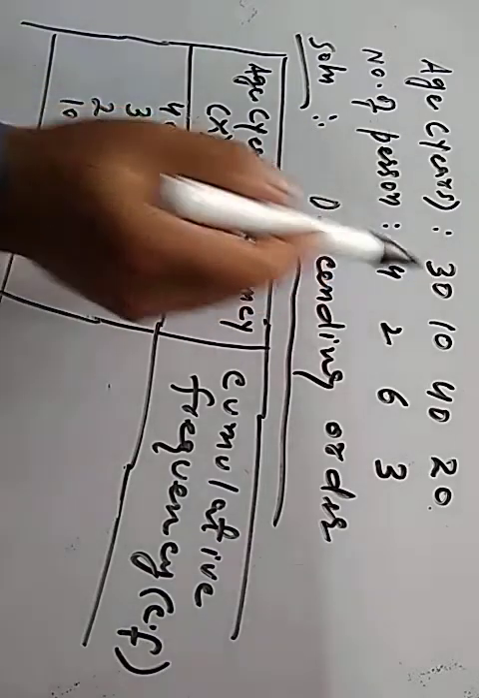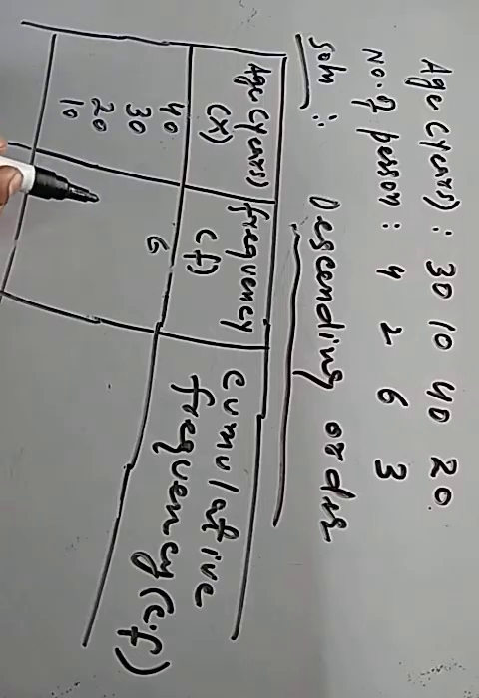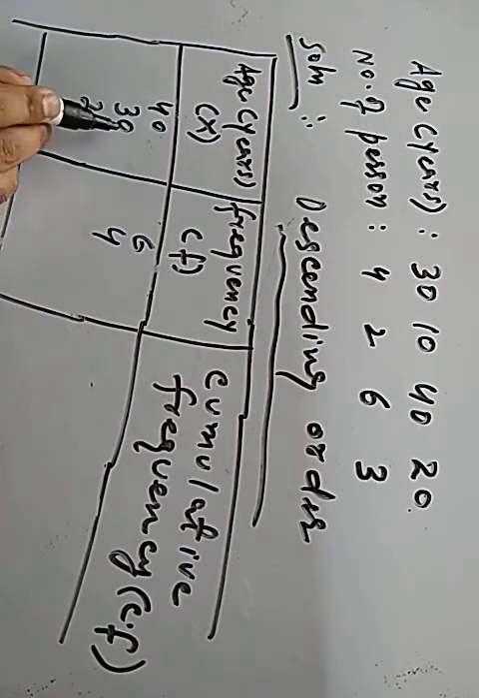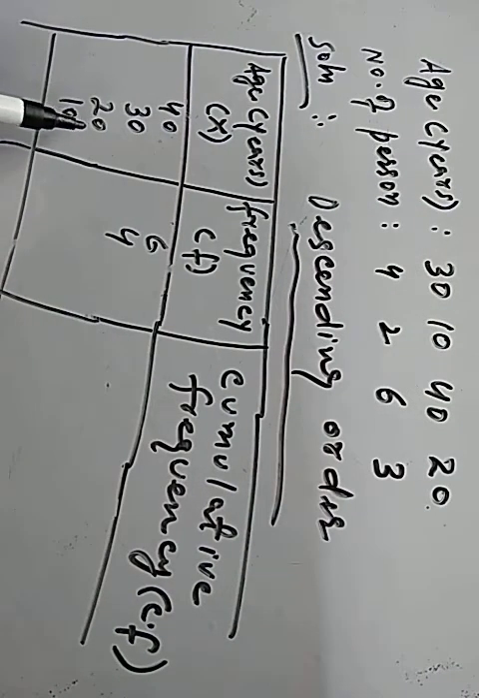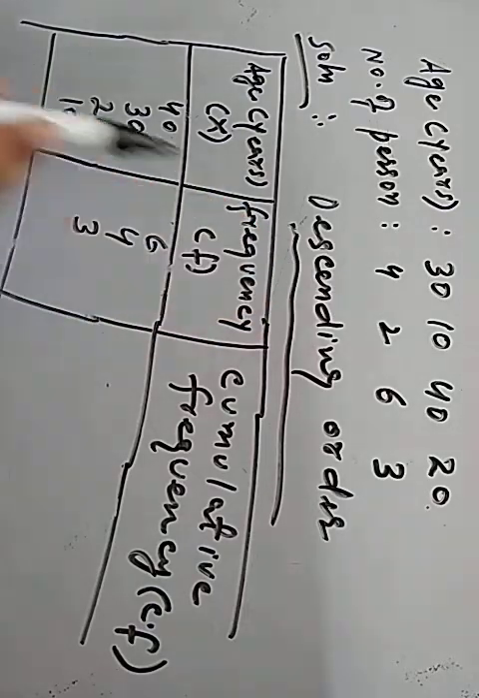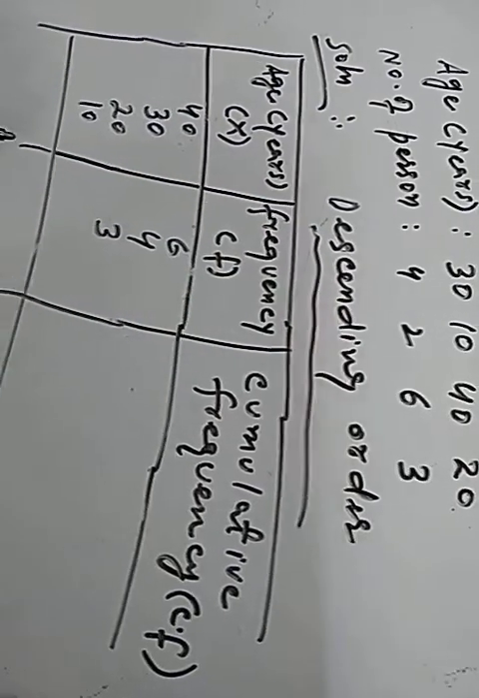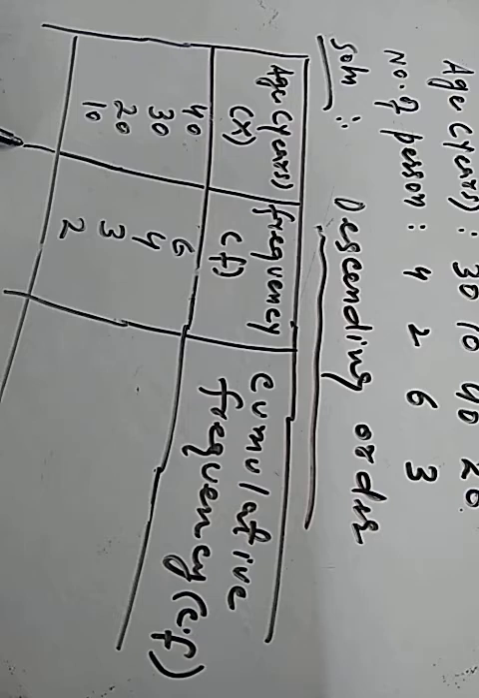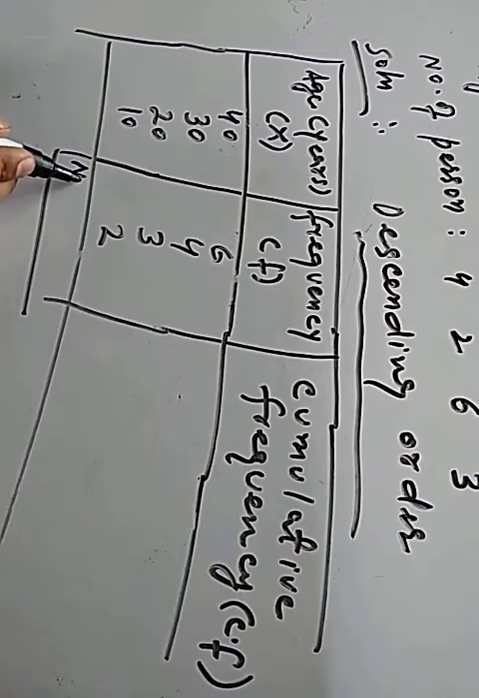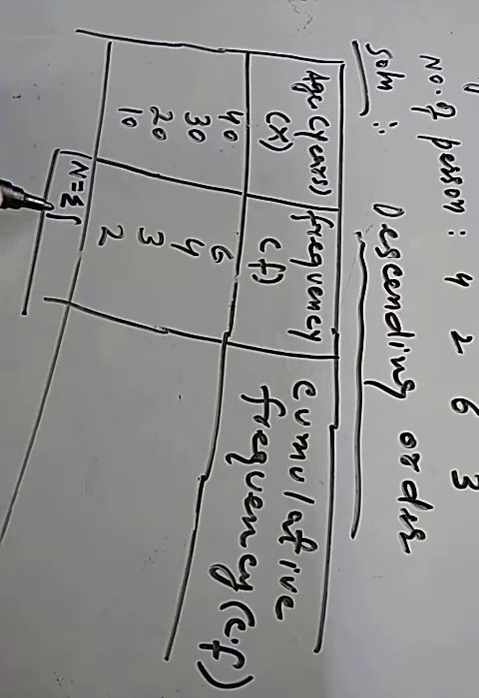Similarly, those having the age equal to 30 years, they are 4 persons, means the frequency of this value is equal to 4. Similarly, those having the age equal to 20 years, they are 3 persons, frequency equal to 3. And the last age, equal to 10 years, there are 2 persons, the frequency of this value is equal to 2. And total number of observations, total number of items in given series, that is n equal to sigma f, sum of frequencies, it will be equal to 15.